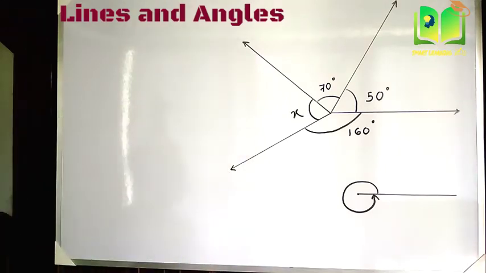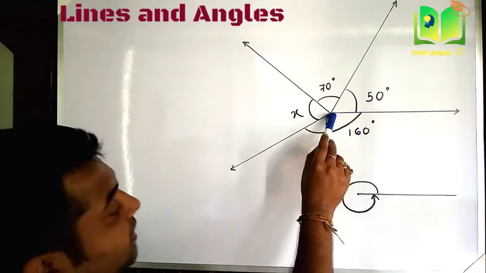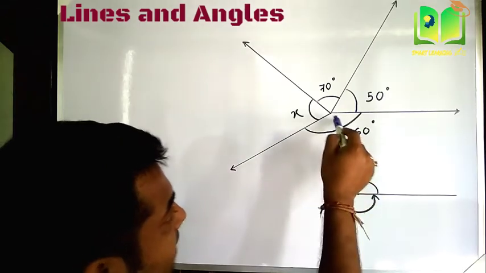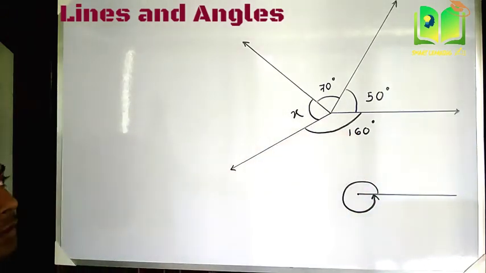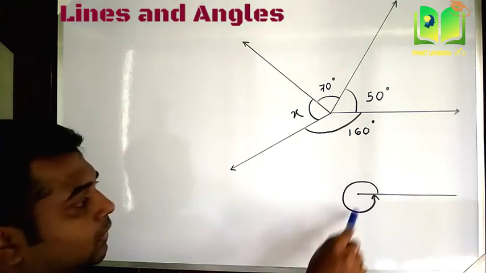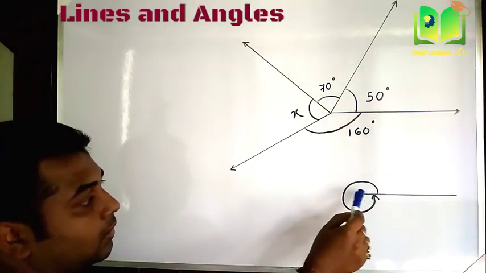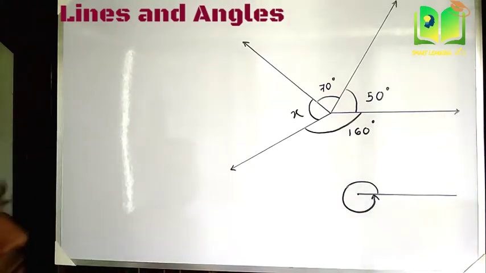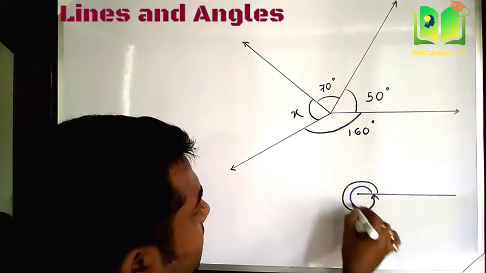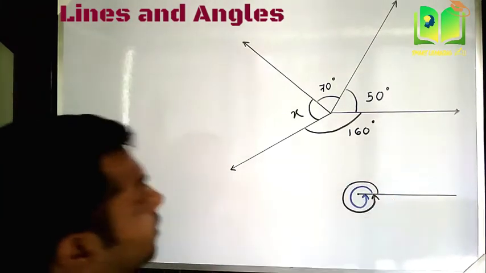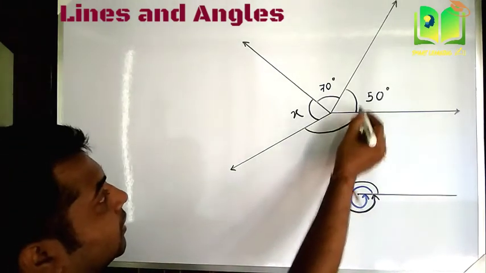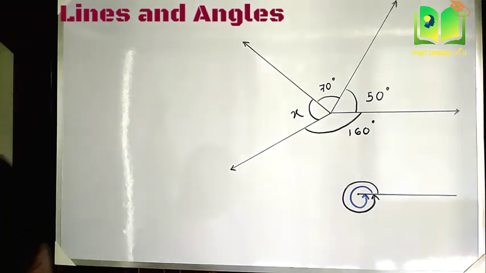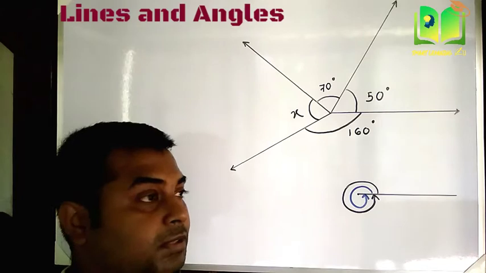round a point. Sum of the angles round a point means here you can see one point, and out of this point there are four angles surrounding it. We know that this point makes how much angle? 360 degree, because it is a complete angle. In the same way, at this point the total angle is 360 degree. So we can say that the sum of the angles round a point is 360 degree.